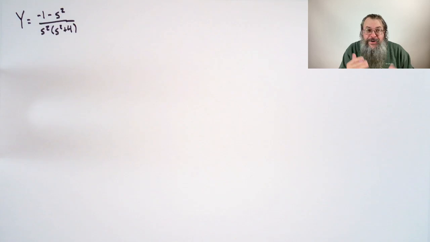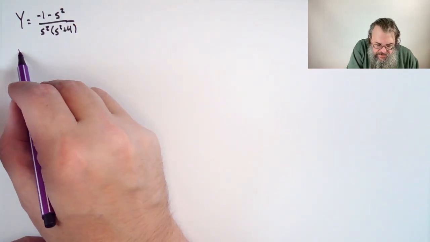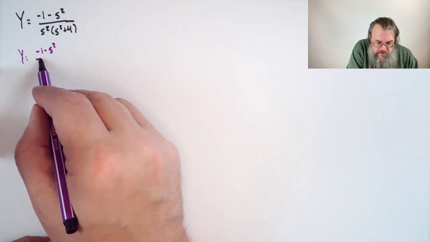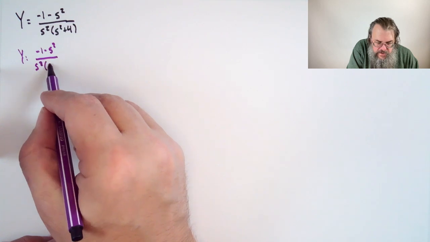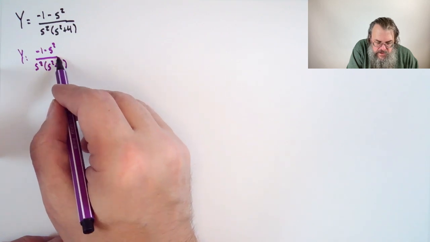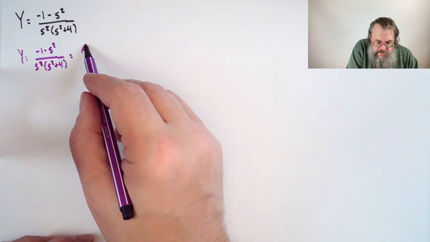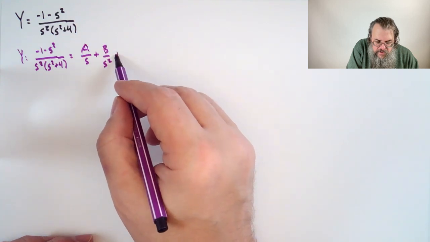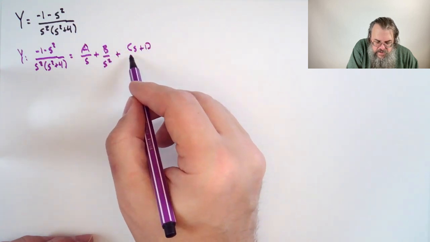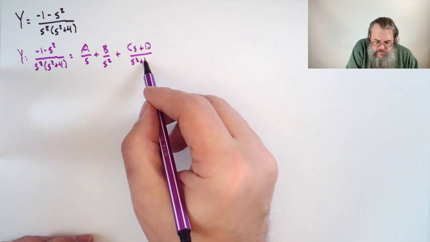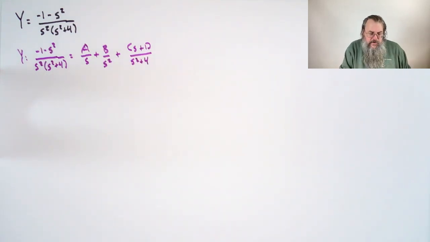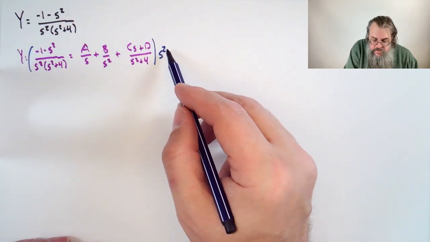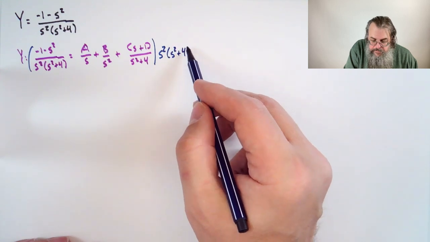Okay, so once more, we know the process, so here we go. For y, we have our original expression, (-1 - s²)/(s²(s² + 4)). And we say, well, that's something over s plus something over s² plus (cs + d) over s² + 4. And we start from here. We clear out our denominators. So everything gets multiplied by s² times (s² + 4).